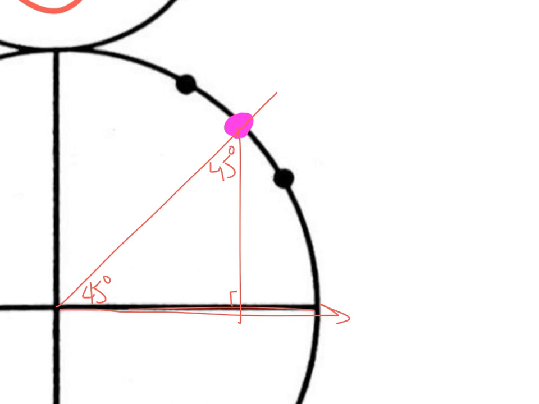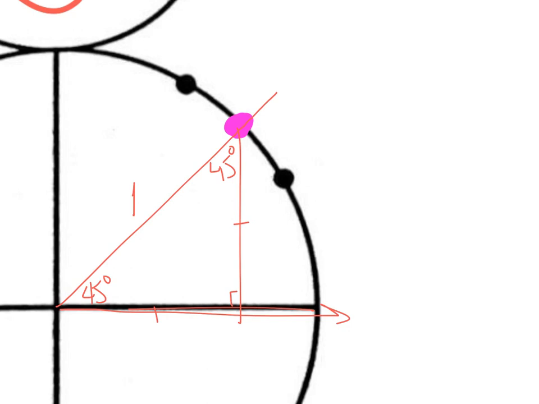So we'll have the 2 legs of our triangle be the same. And the only other thing we know about this triangle is the length of the hypotenuse. Because we're talking about a unit circle, the radius is always 1. So the hypotenuse of this triangle is always going to be 1.